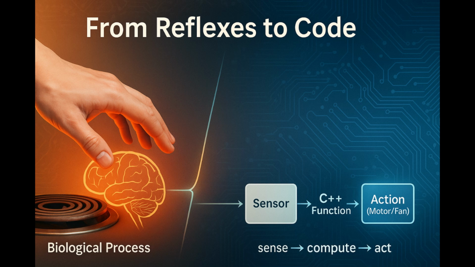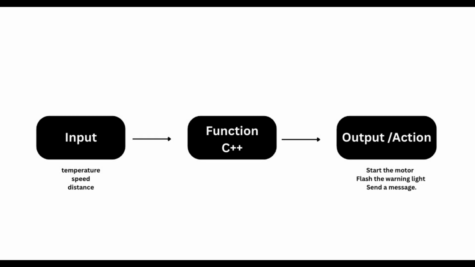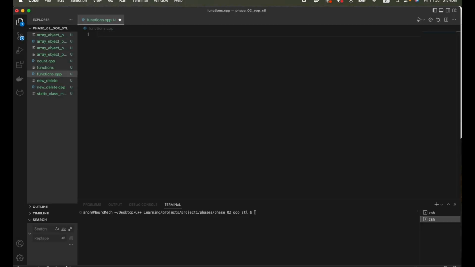In C++, that reflex has a name. It's called a function. A function is like the little brain. You give it some inputs, like temperature, speed, distance. It runs the logic, fast, invisible, reliable logic, and then it gives you an output or triggers an action. Those actions could be starting the motor, flashing the warning light, or sending a message. So functions are how we teach machines to do anything, not just math, but behavior, from the smallest temperature check to stabilizing a satellite.